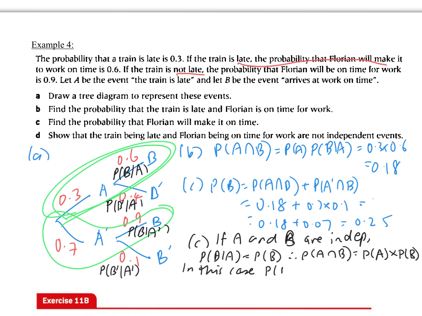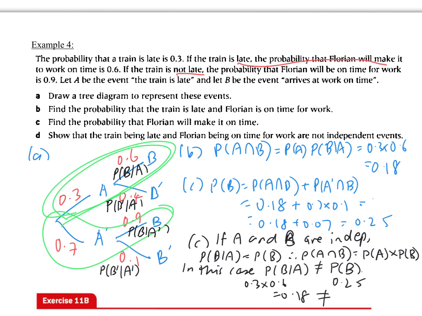In this case, P of B given A is not equal to probability of B, as we can see. Probability of B is 0.25, and probability of A intersecting B is given by 0.3 times 0.6, which is 0.18. Yeah, they are not equal. It's not equal to 0.25.